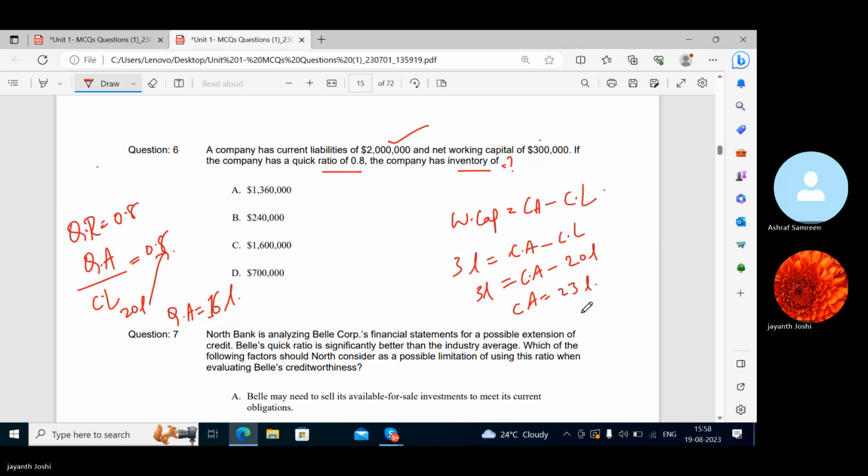This is minus. If I take it there, it will be plus. So 20 plus 3 is 23. So current assets minus quick assets is inventory. So 23 minus 16 is how much? 7. This is the answer. Make a note of this. We'll go for the next question.